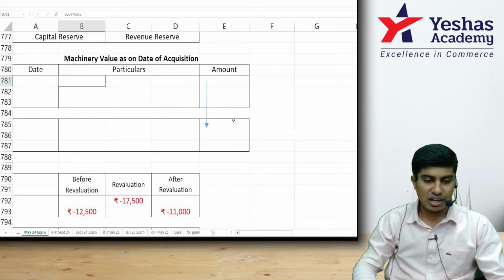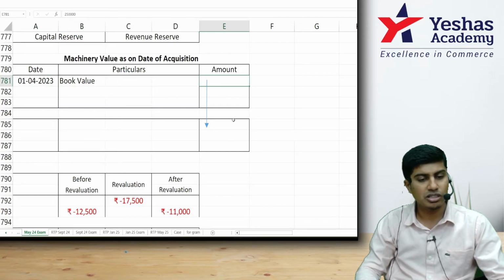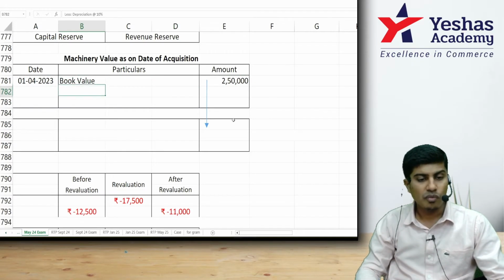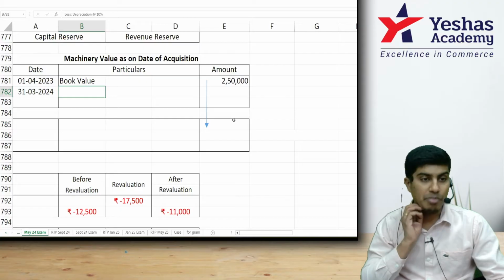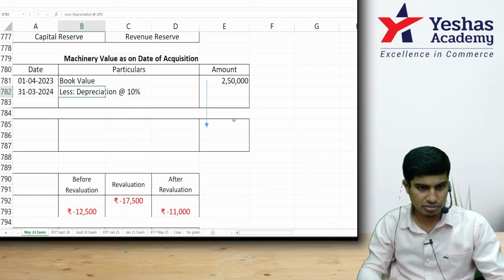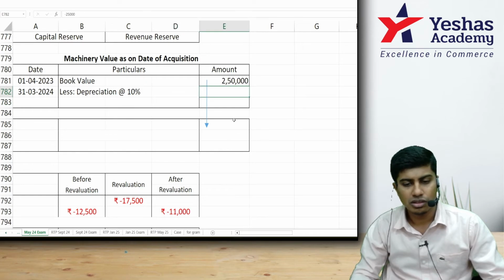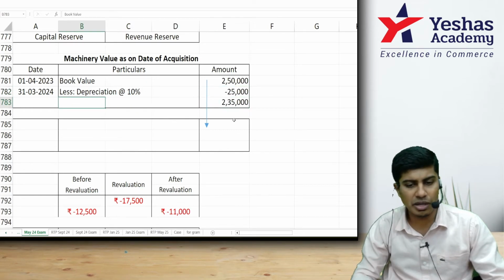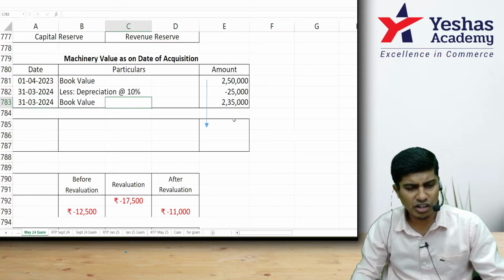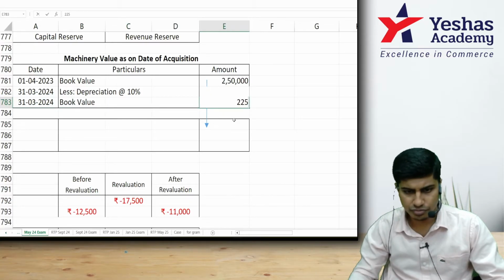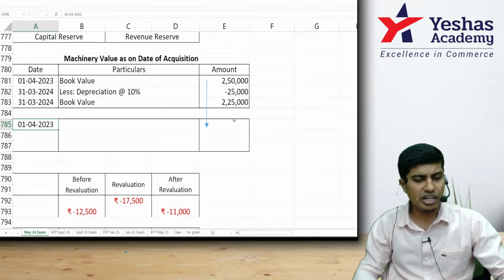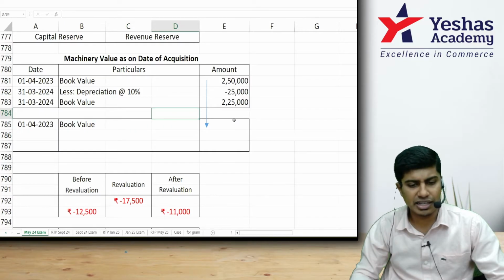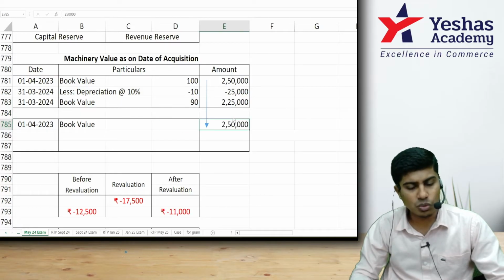Observe, the value of the asset on 1st of April 2023 is how much? 2,50,000. Now, when is the acquisition happening? 1st of October. Year ending is 31st March. If you depreciate this for full year, 10%, what do we get? You will get 25,000 depreciation. Value will become 2,25,000. Am I right? Yeah, observe, on 1/4/2023, the book value of the asset is like, this is like 100, this is like 10, this is like 90. Am I right? Here we take 2,50,000.